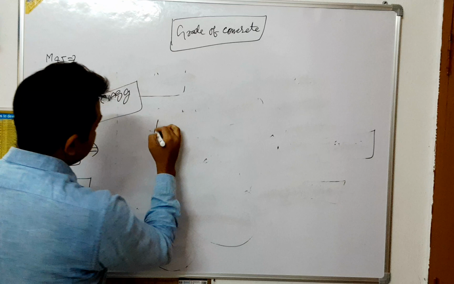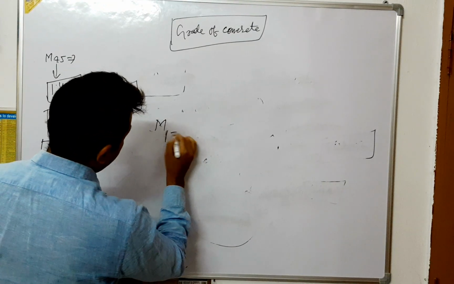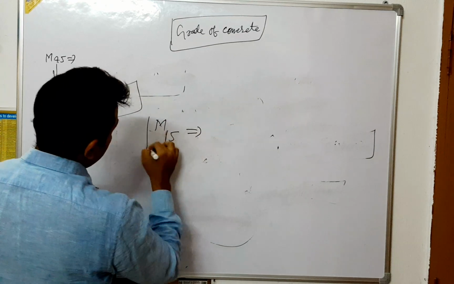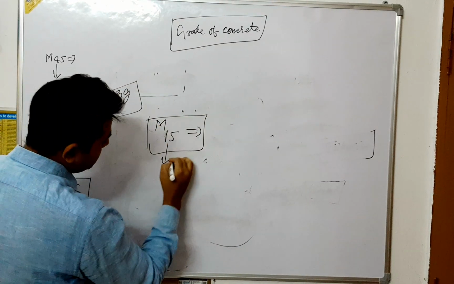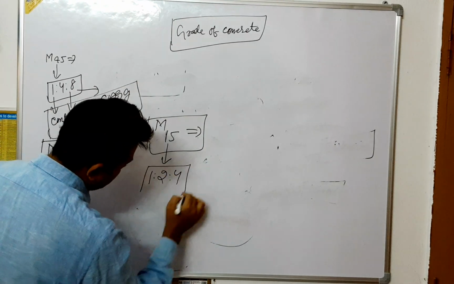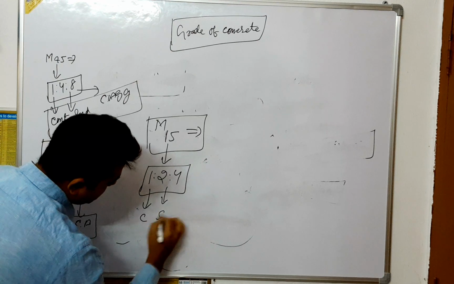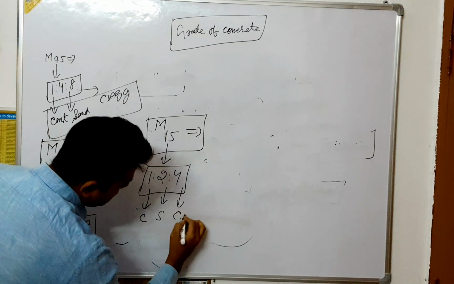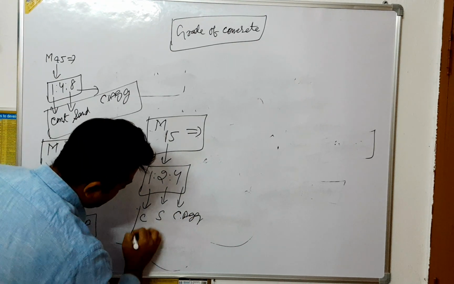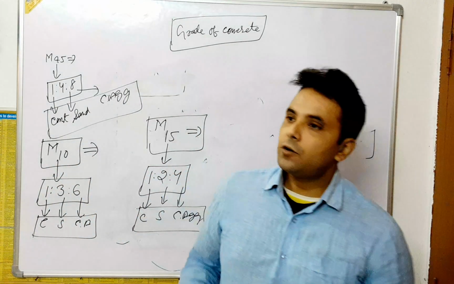Next, M15. The proportion of M15 is 1:2:4, where 1 is cement, 2 is sand and 4 is coarse aggregate. Clear? Where can we use M15 grade of concrete?